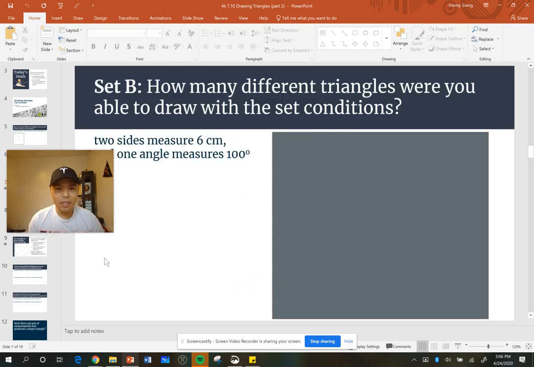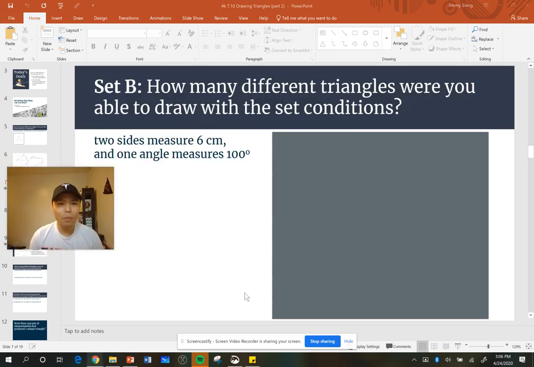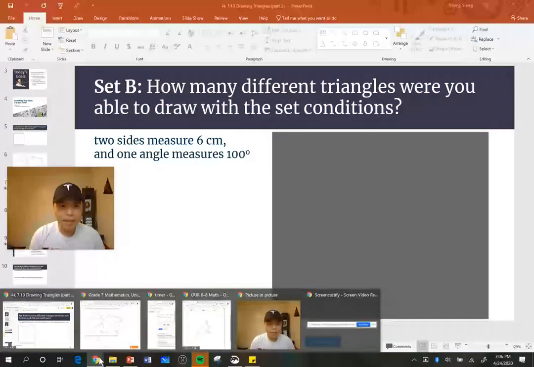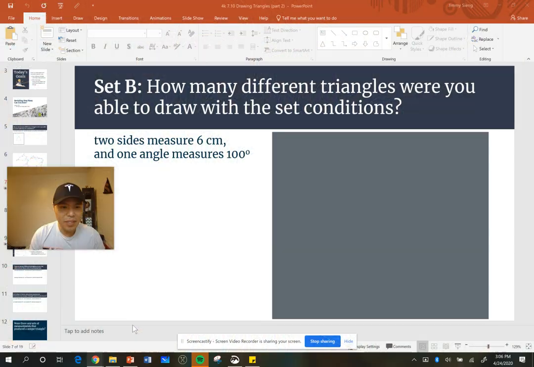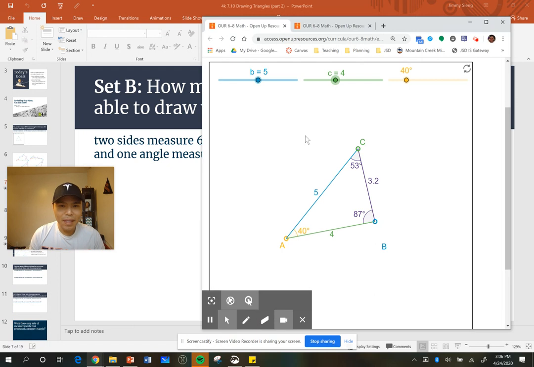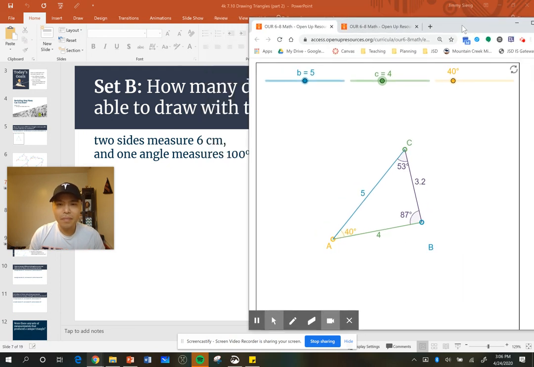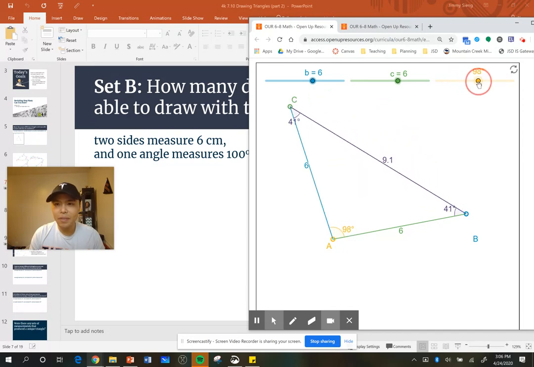So the next situation: now I want you to make 2 sides that measure 6 centimeters long, and one of the angle measures is 100 degrees. One angle measures 100 degrees. Okay, go ahead and do that right now. Pause it. If you didn't pause, I'm just going to keep on going. So now I want both of my sides to equal 6 centimeters long, and then I'm going to change that angle to 100 degrees.